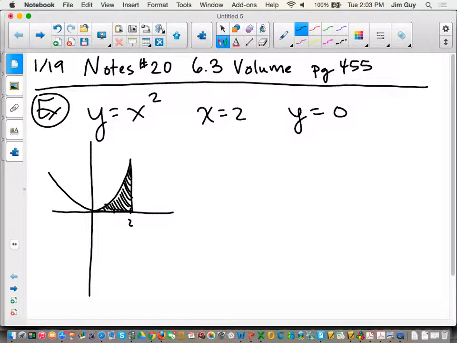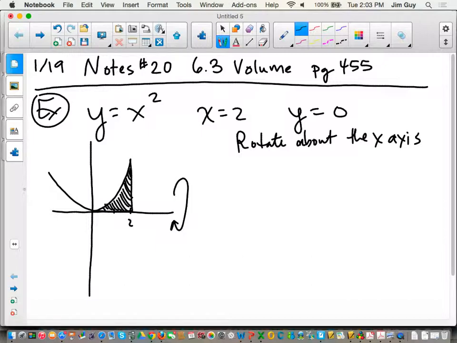And then they will ask you to take that two-dimensional figure and rotate it around an axis. So in this problem, we're going to rotate about the x-axis. So in other words, I want to take that shape and rotate it around the axis.